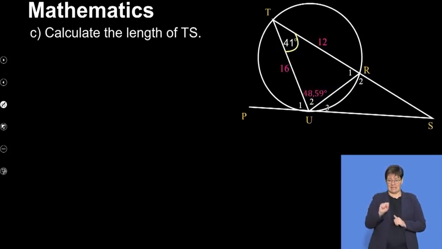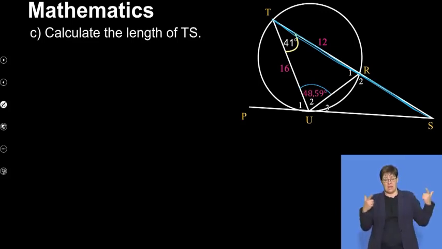Okay, so now I've just put it into the diagram. That's what we just found. Okay, they want us to calculate the value of TS. So they want us to calculate the value of TS, that line there. Now, in order to find TS, it belongs to the big triangle. We're missing a couple of things, aren't we?